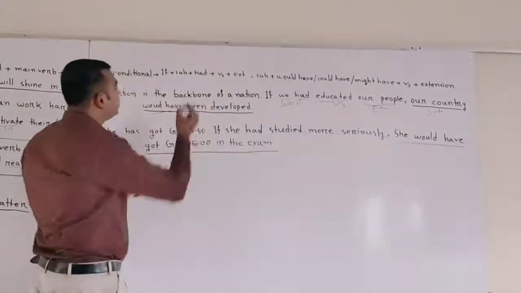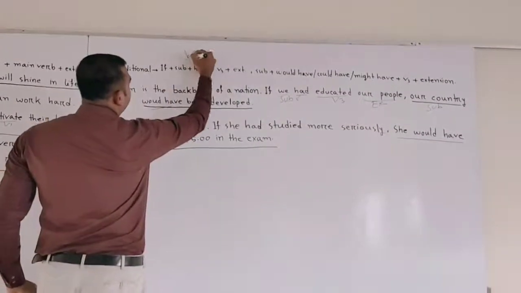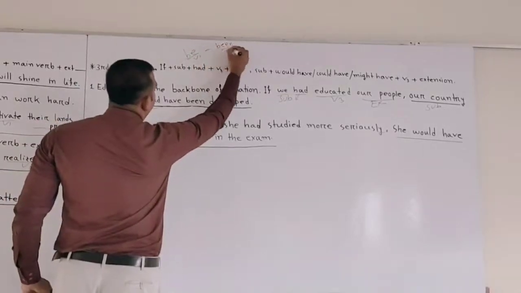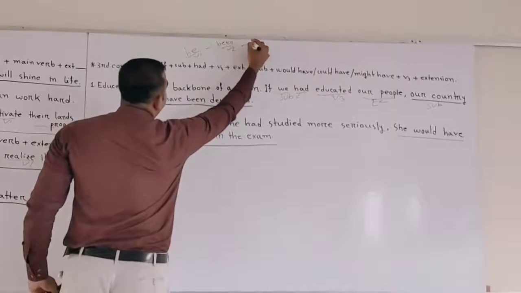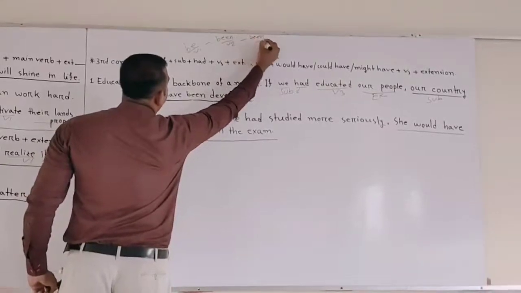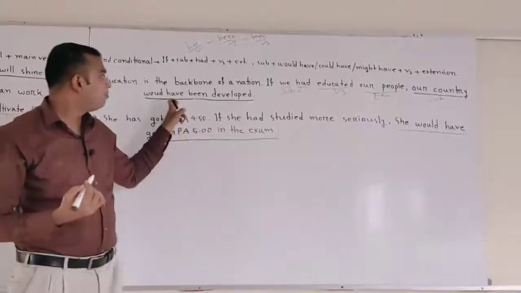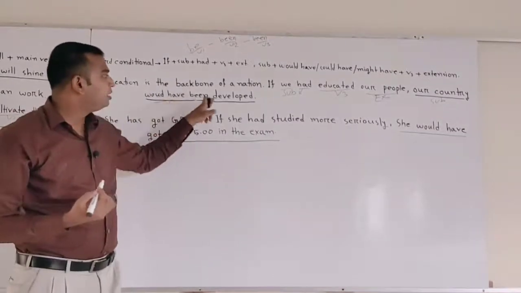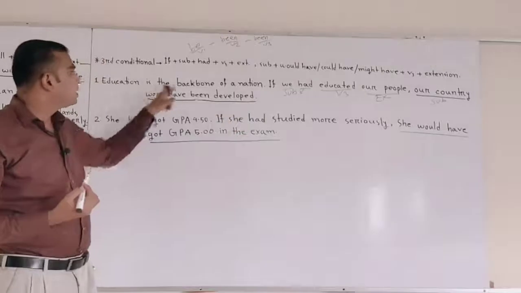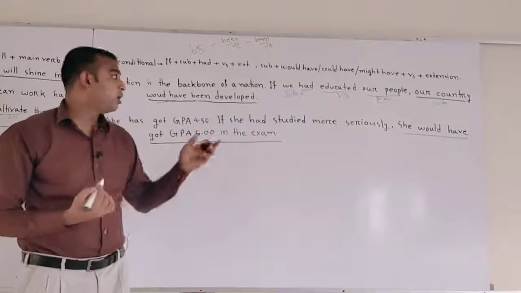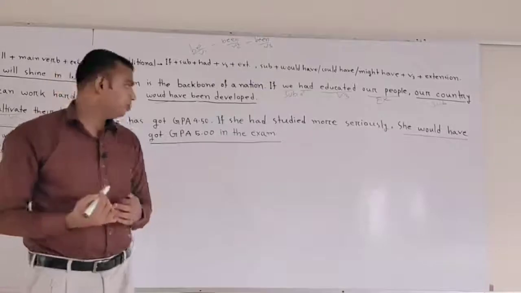You know be is a main verb, be is verb 1, the second form is was, and verb 3 is been. Been is also verb 3. So we would have been, our country would have been developed. Education is the backbone of a nation. If we had educated our people, our country would have been developed.